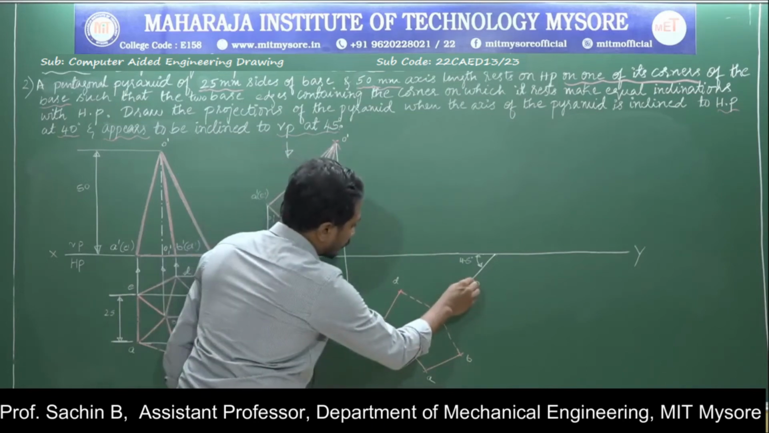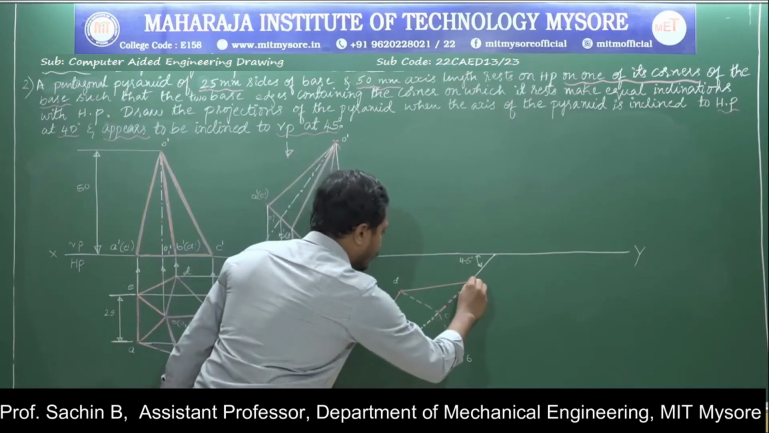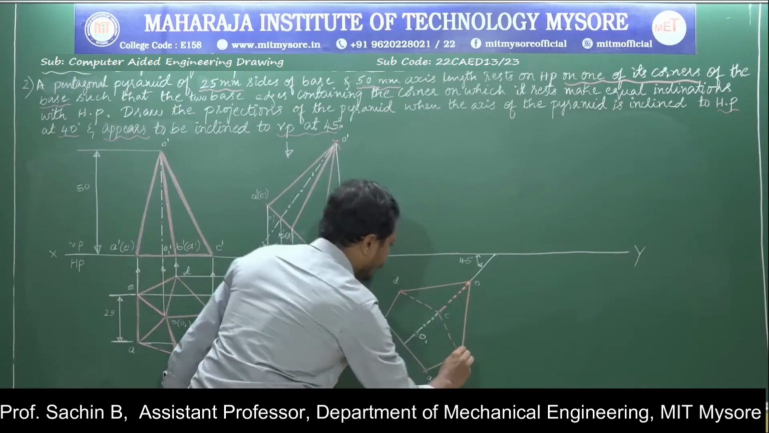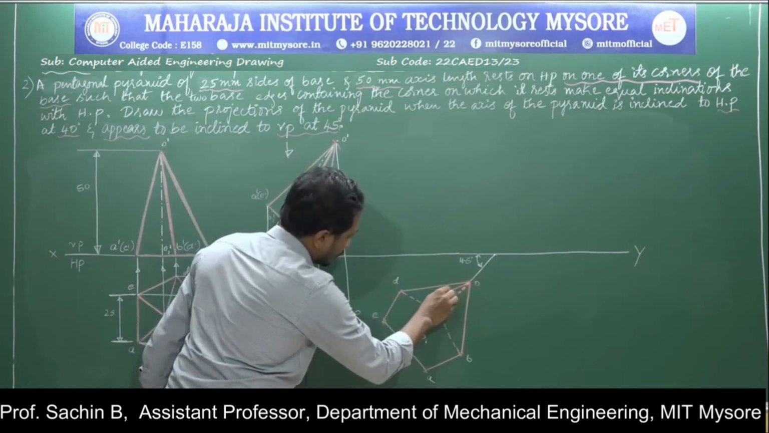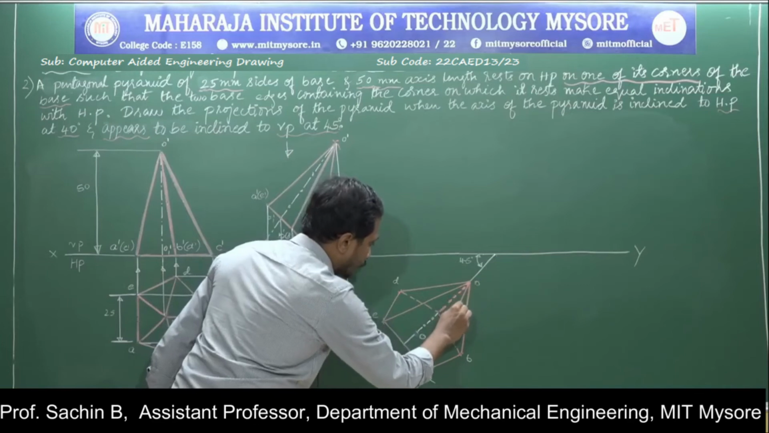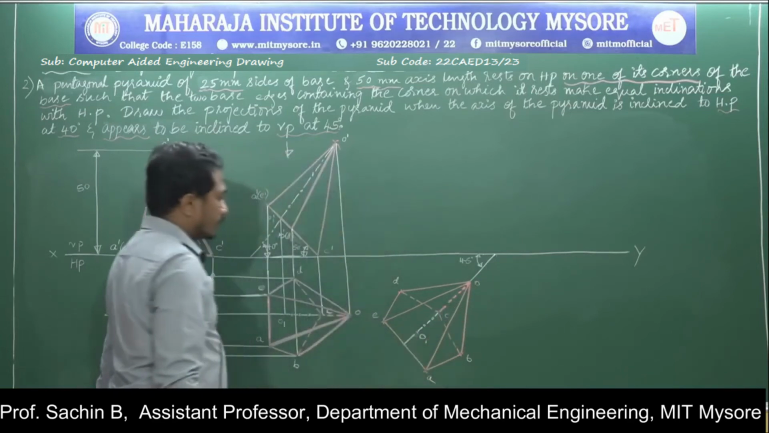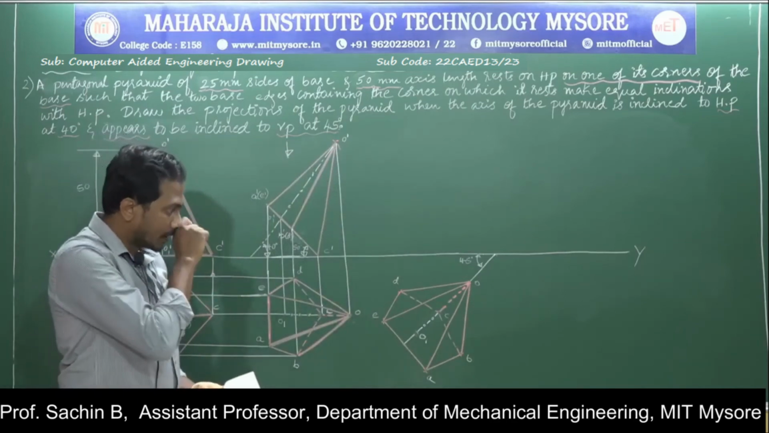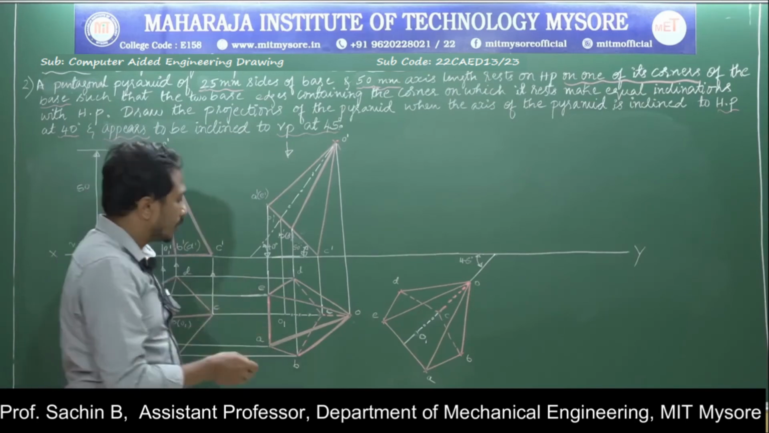Next I will connect from O to D, next from O to B, again from A to E, again from O to A. Okay, this is the inclination of the object at a given angle, and how to construct this I will explain one more time.